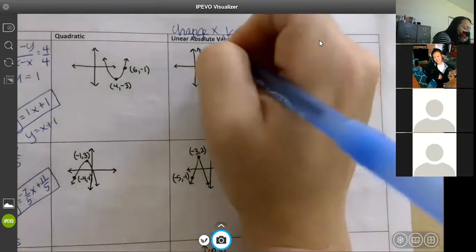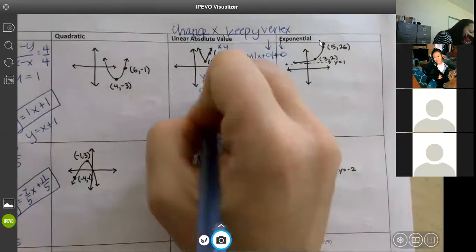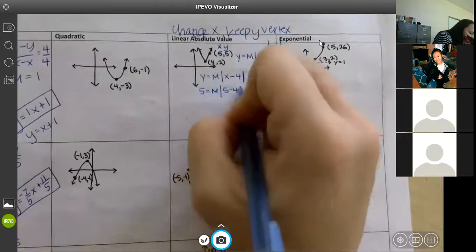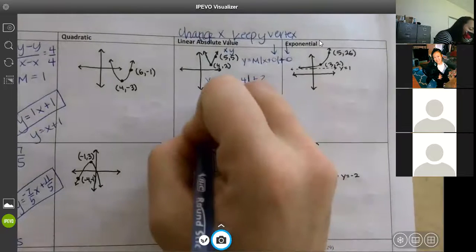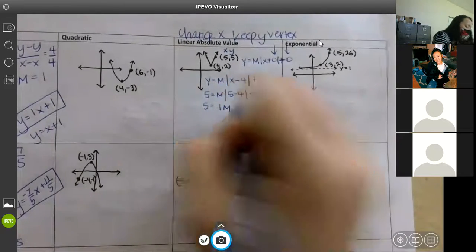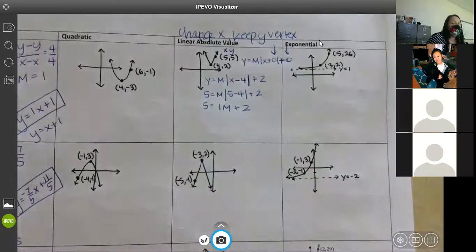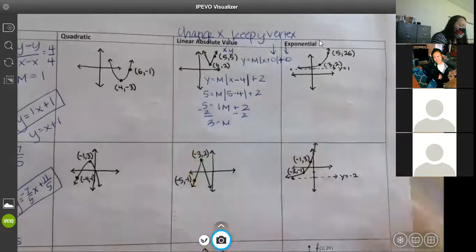You use the other coordinate, just like we did in the beginning, as your x, y. So my y is 5. I'm looking for m. My x is 5 minus 4, absolute value, plus 2. We're going to clean our absolute value up. 5 minus 4 is 1. Remember, absolute value is always positive, so the absolute value of 1 is 1. So we'll have 1m or just m. And don't forget your plus 2 on the end. To solve for m, we're going to subtract 2, and we get 3 equals m.